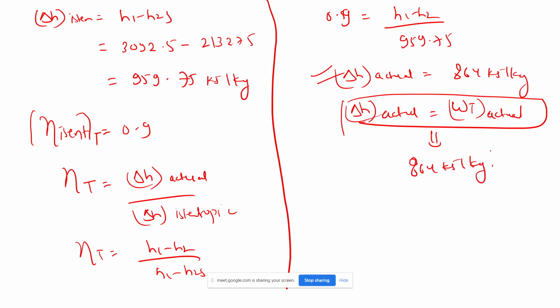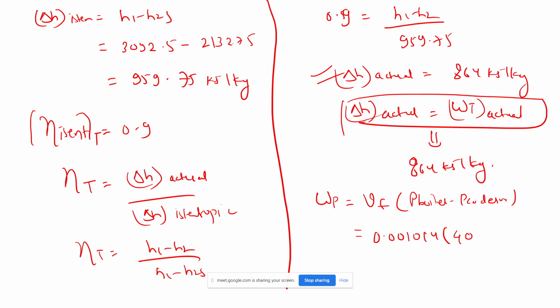Now we have to determine the pump work. What will be the pump work? The entry to the pump is saturated liquid, at the boiler pressure minus the condenser pressure. The specific volume at the entry to the pump is 0.00114, times boiler pressure minus 50.